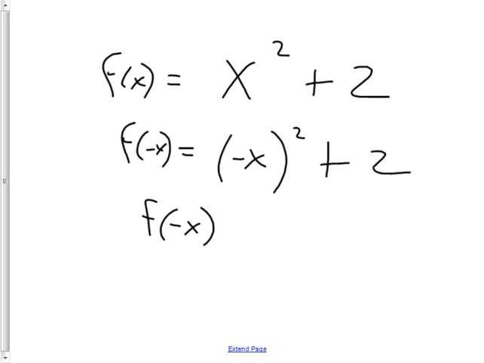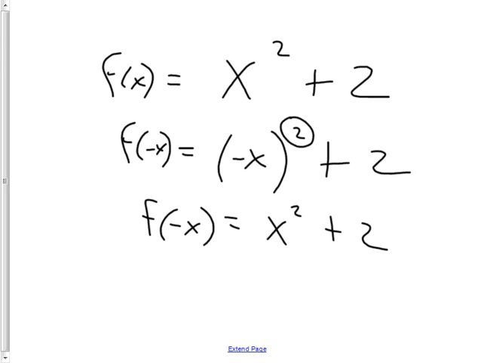F of negative x then would be negative x squared, which means negative x times negative x, which means what? Is it x squared? Or is it negative x squared for an answer? Will squaring this negative make it go away? Yes, it will. So therefore, it becomes x squared plus 2.